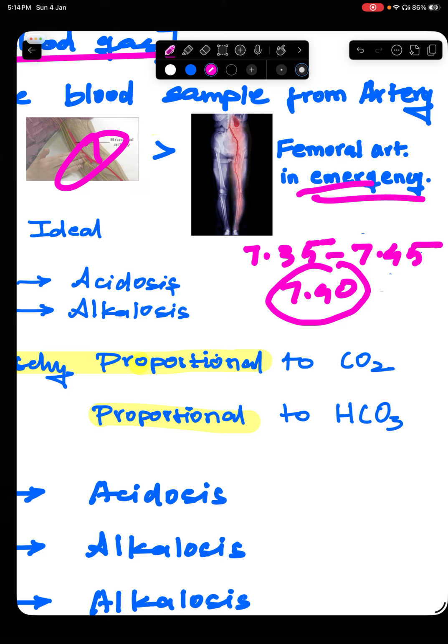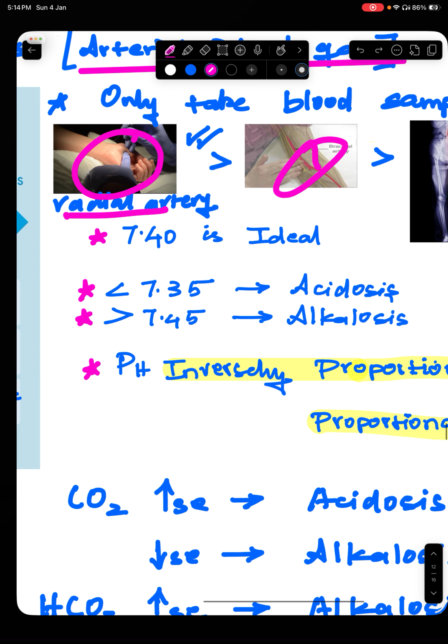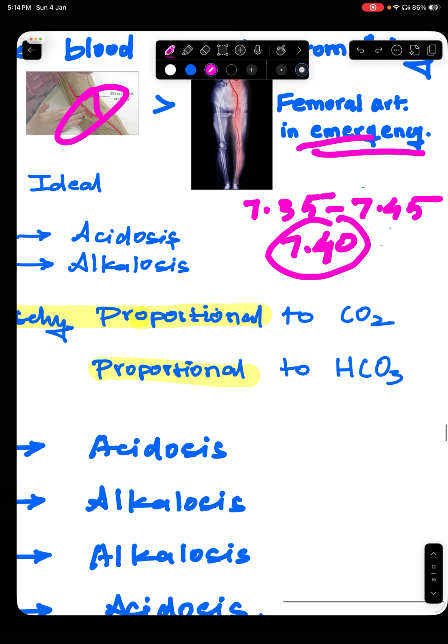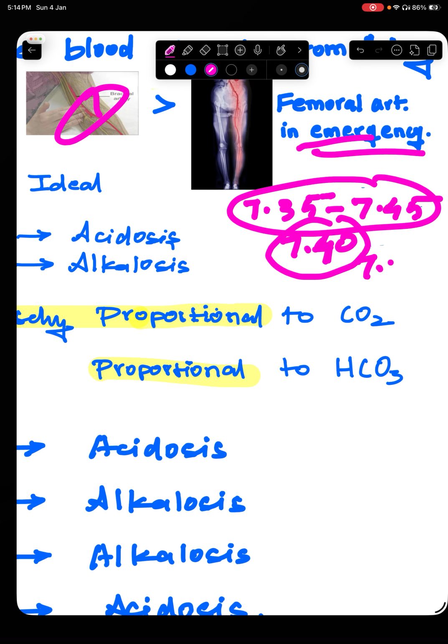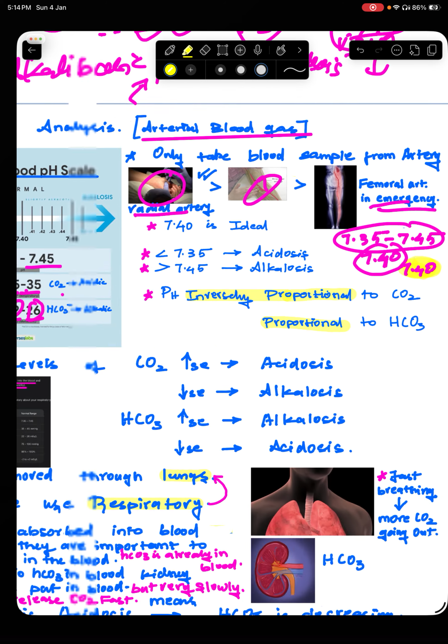just like your girlfriend. Okay, just like perfect answer, 7.40. This is ideal guys, the ideal one. 7.35 to 7.45 is normal, no worries. But 7.40 is the ideal one.